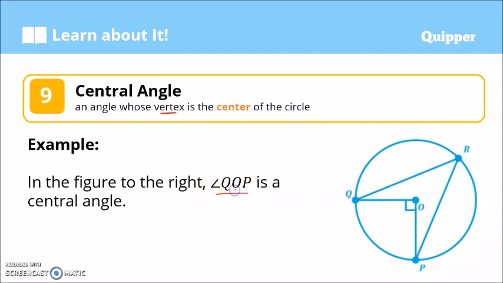So, O is the vertex. This is the vertex. And take note, this is the center of the circle. So, this angle is called a central angle because the vertex is the center of the circle.